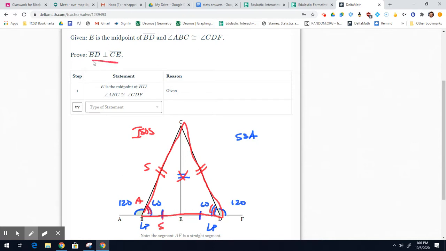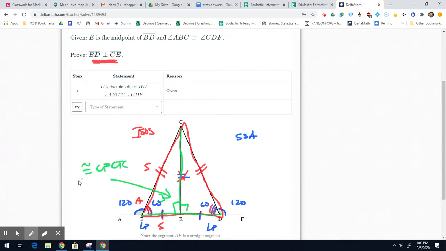And now how are we going to show that these two lines are perpendicular? I'll change that to green. That would be BD going across and CE coming down. Well, we know that perpendicular means they make right angles, right? So how are we going to show that they're right angles? Well, these two angles are right angles because they're corresponding parts of congruent triangles, so they're going to be congruent by CPCTC.